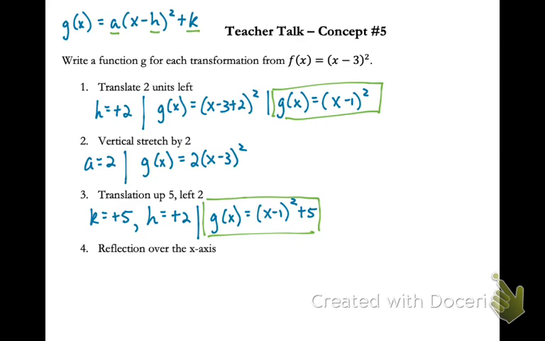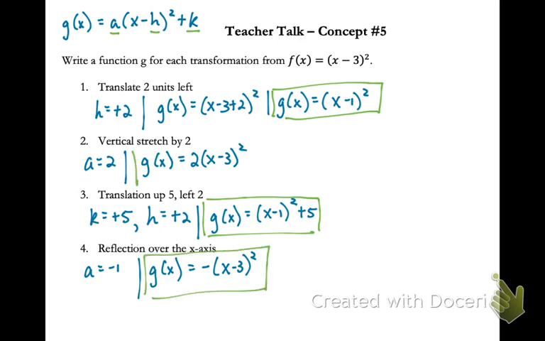Number 4, a reflection over the x-axis. So that means our a value will need to be a negative 1, so a multiplier of negative 1. So our new function is negative, and I don't need to write the 1, and the multiplier just stays out front, x minus 3 squared.